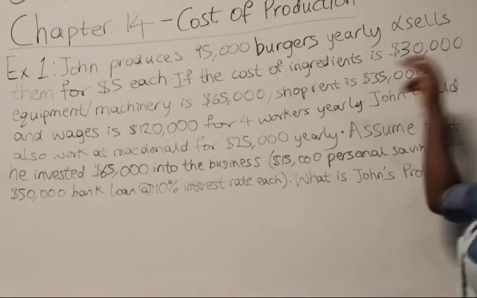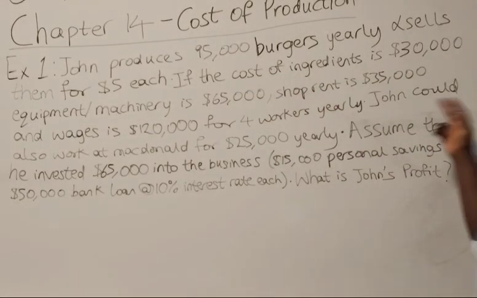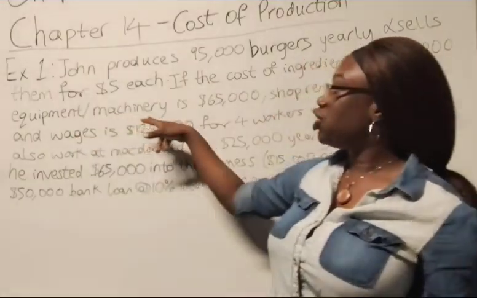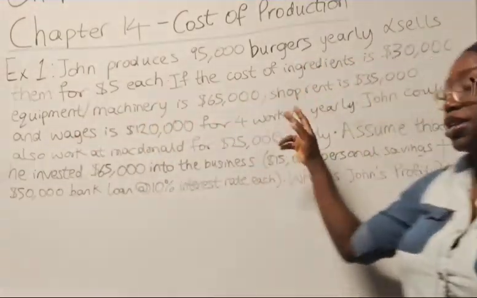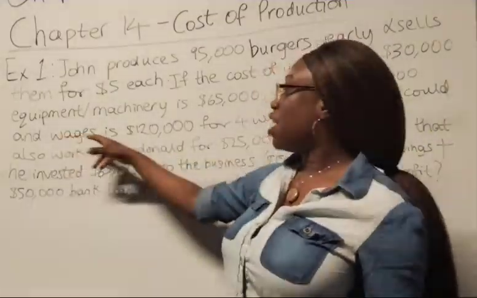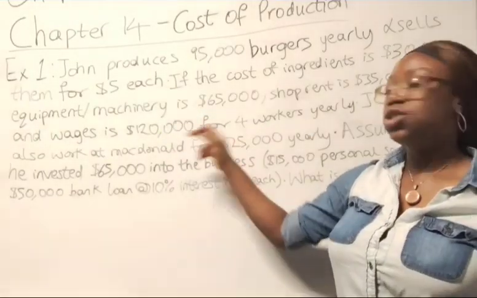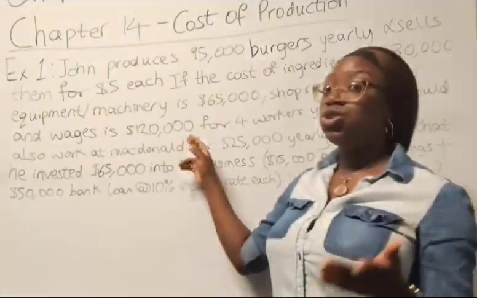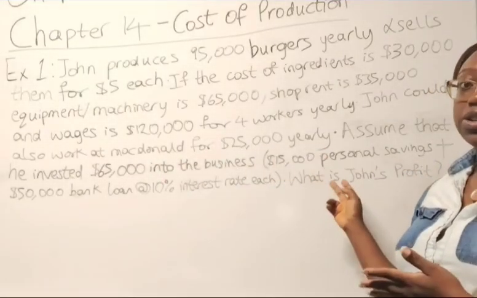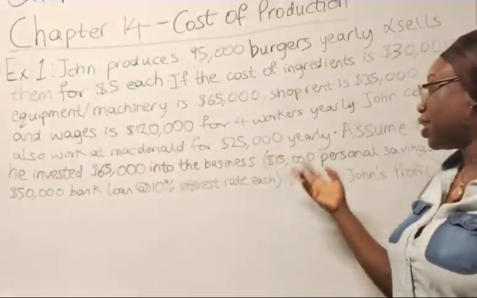And assuming he sells each of the burgers for $5 each, the cost of ingredients is $30,000, then you have equipment and machinery for $65,000 on a yearly basis, remember? And then the shop rent is $35,000, okay? And assuming you have wages of $120,000 for 4 workers, and he's paying them $30K each. So John could also work at a McDonald's restaurant for $25,000 yearly. So this is something else that John could be using his time for, aside from starting a business, okay?